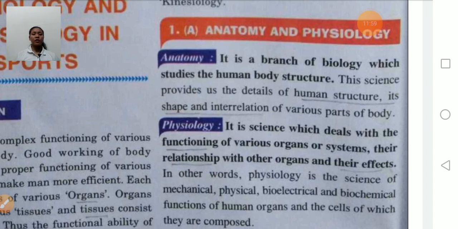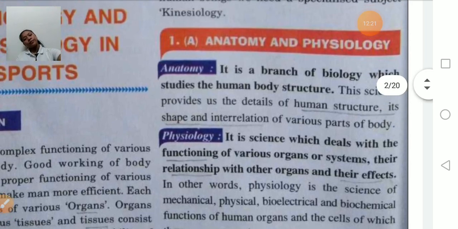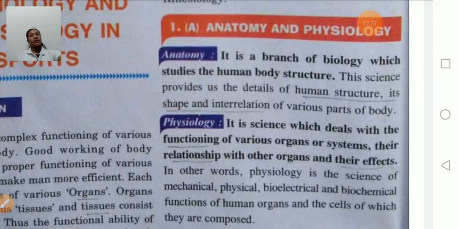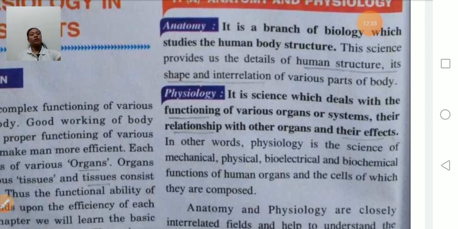And physiology. In physiology we study the functioning of various organs, how the various organs function, what their effect is, and how they are interrelated with each other, their relationship with the other organs and their effect. This is physiology. In anatomy we study the structures of various organs, their shape, size. And in physiology we study the functioning of various organs, how the various organs of our body function, and what their effect is.